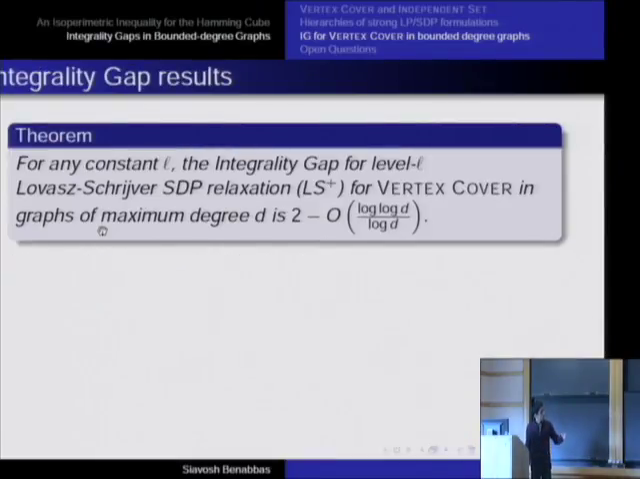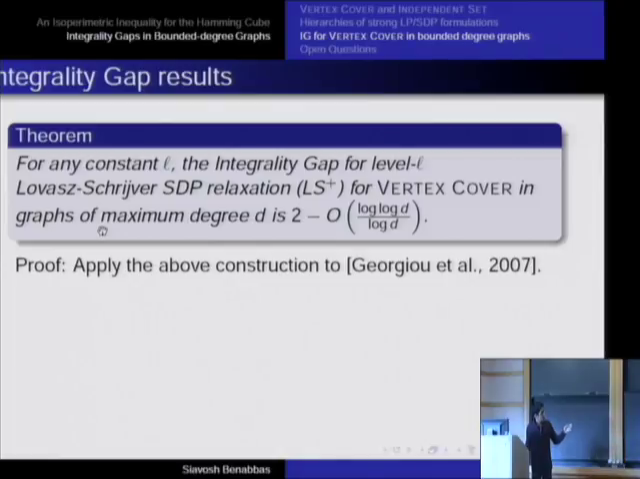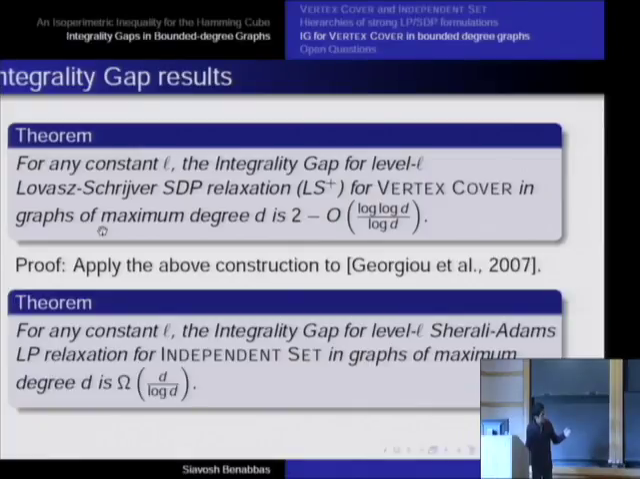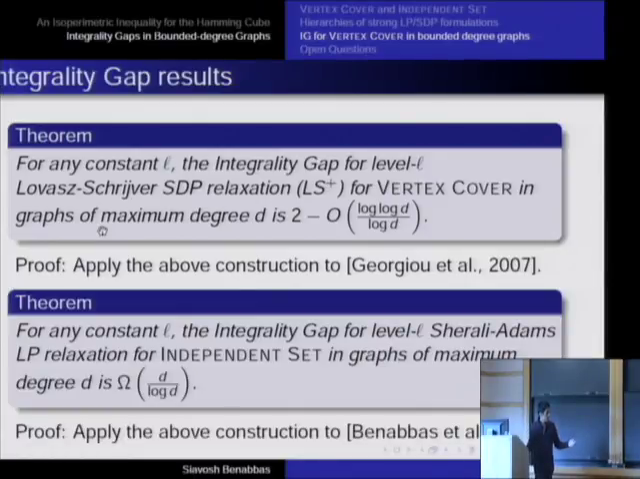Okay, so to make it explicit, we show that any constant number of levels of the Lovász-Schrijver SDP hierarchy for vertex cover in graphs of maximum degree d has integrality gap 2 minus O(log log d / log d), and this is by applying this kind of construction to a result of Georgiou et al. And we also show that any constant number of levels of the Sherali-Adams LP relaxation for independent set for graphs of maximum degree d has integrality gap d over log d. And this is applying this kind of construction to another result of mine with Georgiou.